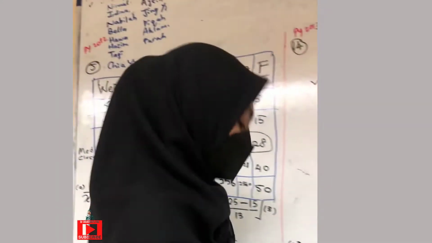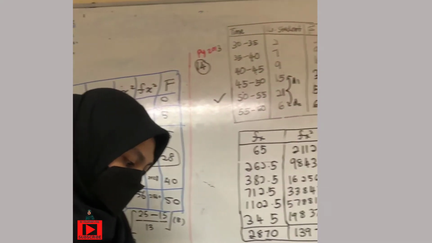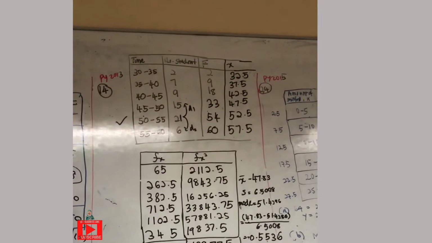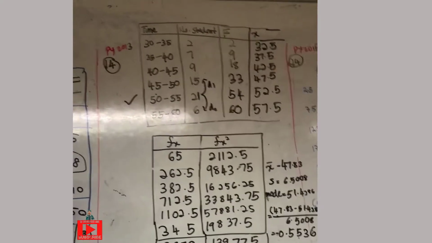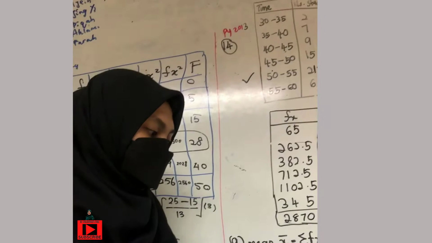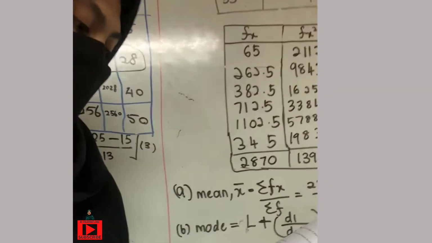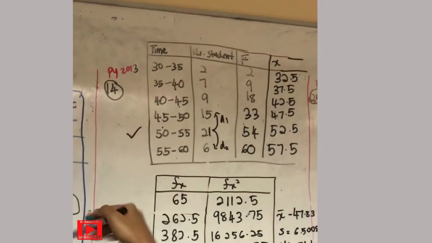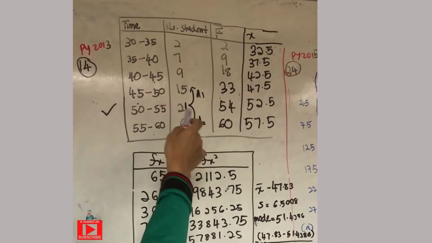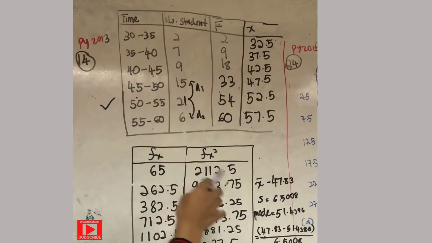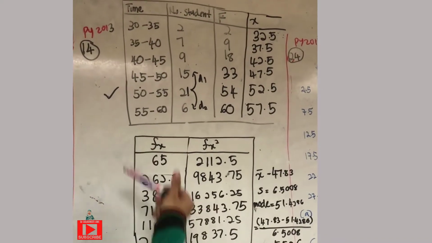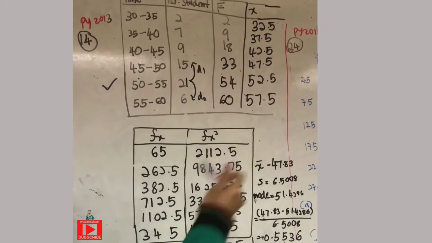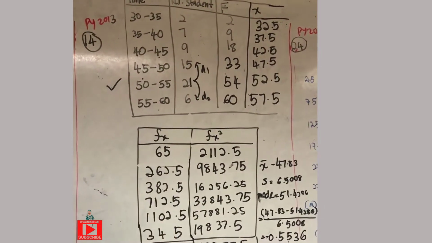Okay, for question 14, we need to find the mean, mode, standard deviation, and then hence find the Pearson coefficient of skewness and interpret the answer. Okay, so in the question, we will be given the time and number of students, which here is the frequency, and then what we need to do is find the cumulative data, x, fx and fx squared. So we start everything.